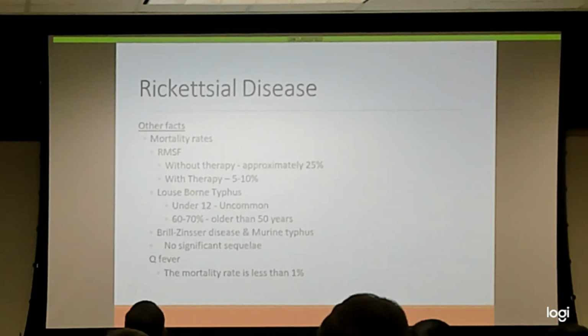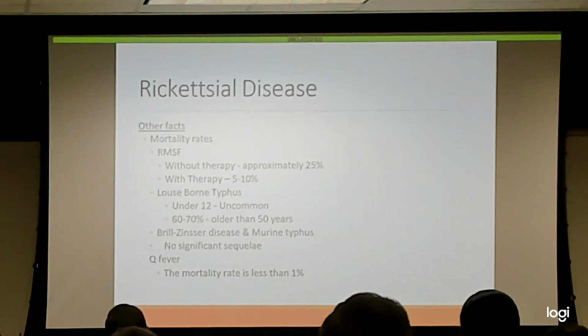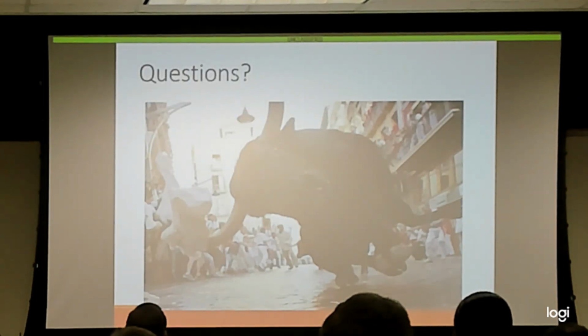Okay, other quick facts. Mortality rates for Rocky Mountain spotted fever without therapy, 25%. With therapy, 5 to 10%. Louse-borne typhus, uncommon under 12 years old, 67% with 50-year-olds. And the mortality for Q fever is less than 1% when treated. Right. Anybody have any questions about that? All right.